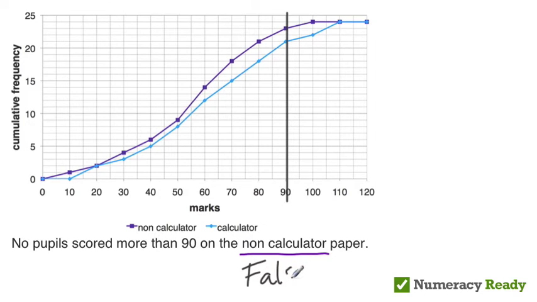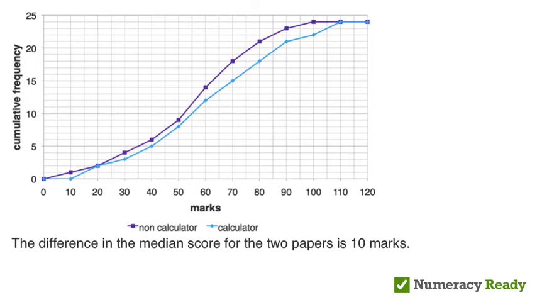I can see that it's false. Let's just check why. Here's 90, and you can see that there's one pupil here who scored between 90 and 100. The line's still increasing. So that statement is false. There's one pupil who scored more than 90. The next statement: the difference in the median score for the two papers is 10 marks.